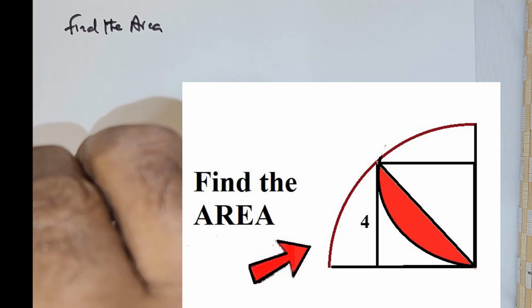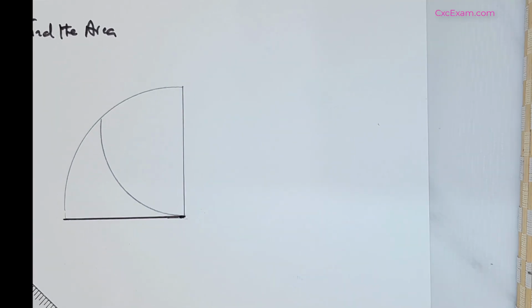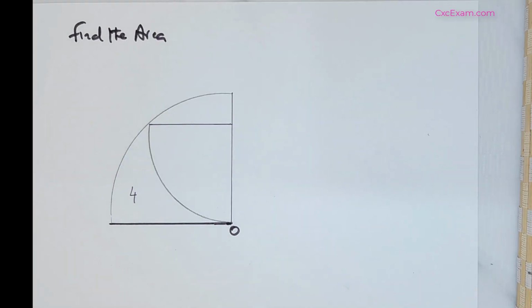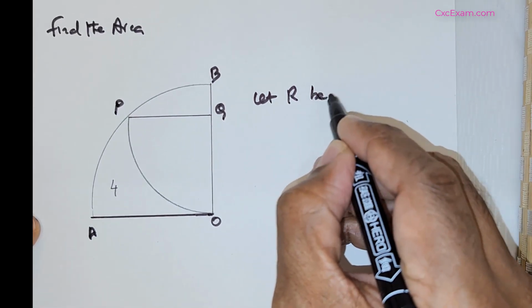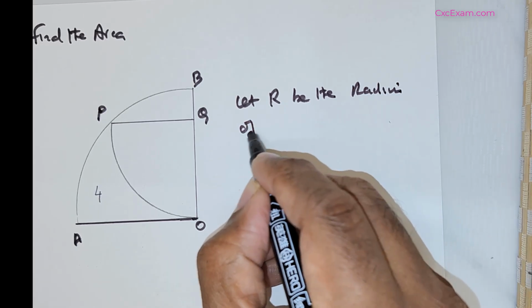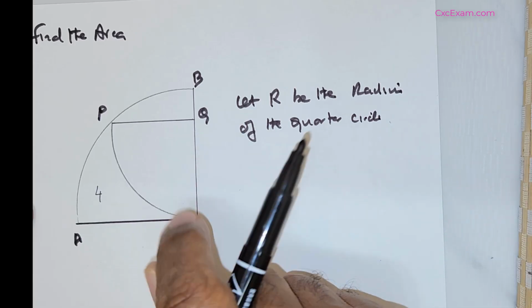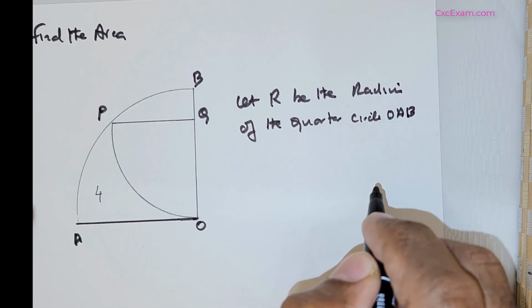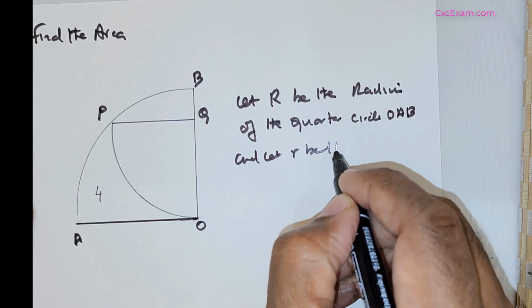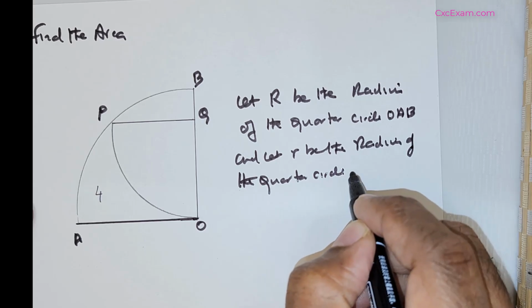Welcome everybody. This is an interesting question. We are expected to let capital R be the radius of the quarter circle OAB, and let small r be the radius of the quarter circle OPQ.